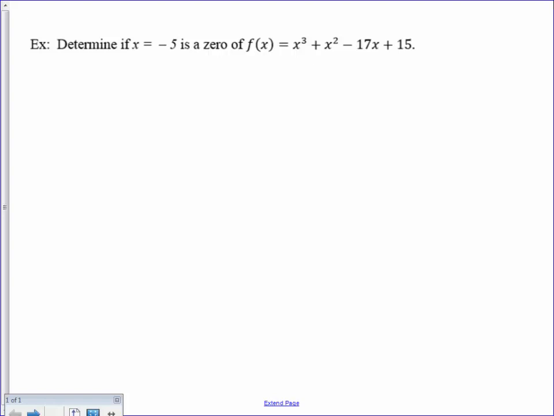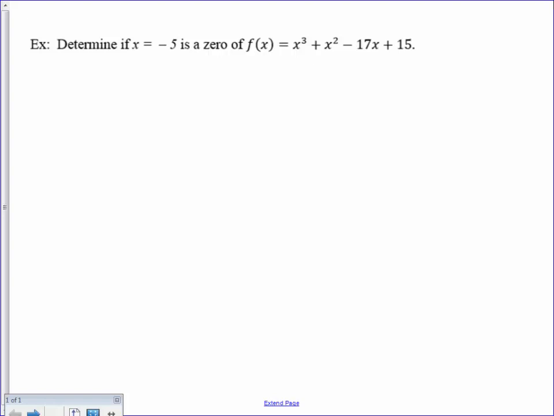The problem here is if you were to try to do that, this polynomial doesn't factor in any way that we have learned so far, so that would be very difficult for us to do. An easier way to do it is if a particular value is a zero, then if you evaluate the function at that number, you will get a result of 0. And so that's what we will do in this case.